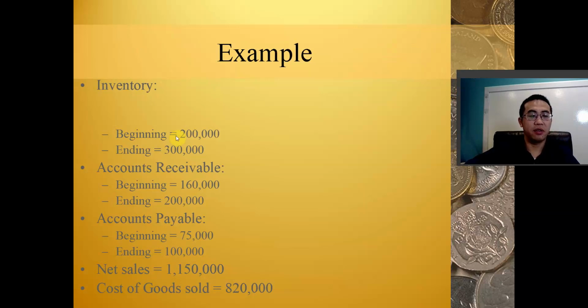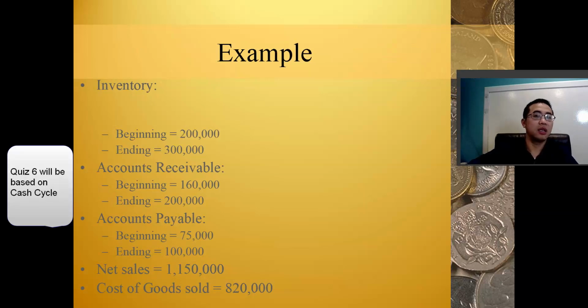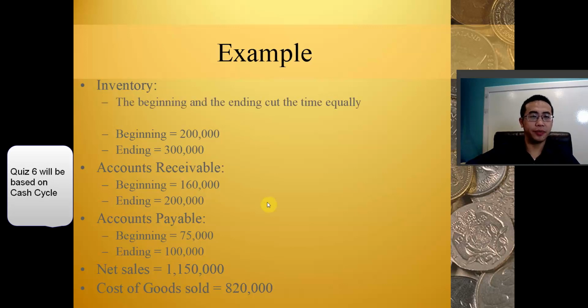This is the information from the balance sheets and also the income statement. For the inventory, you have the beginning level of the year, which is 200,000, the ending level of the year, which is 300,000, and you also have accounts receivable at the beginning of the year and at the end of the year. Also accounts payable, and you also have net sales. Net sales, basically the money you receive from selling your final product. And you also have a cost of goods sold. That's the money you pay for buying the raw materials.